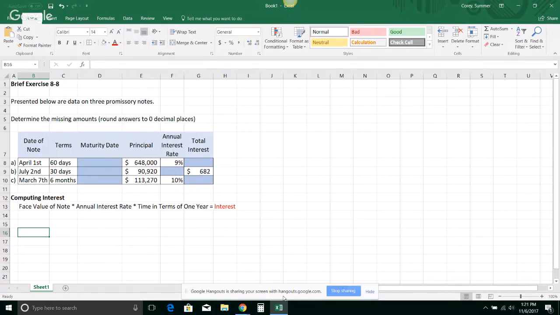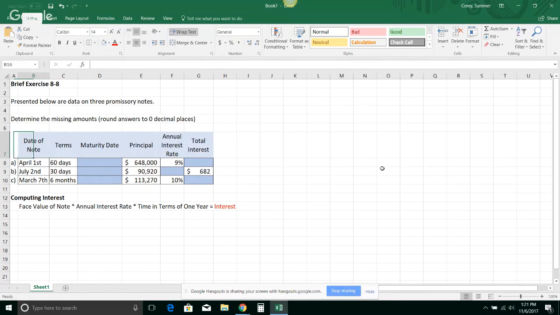I've made an Excel sheet and all the information is here. It says that presented below are data on 3 promissory notes, and we're going to determine the missing amounts, but we want to remember to round the answers to 0 decimal places. So I have the date of the note, the terms, the maturity date, principal, annual interest rate, and then the total interest that's paid.